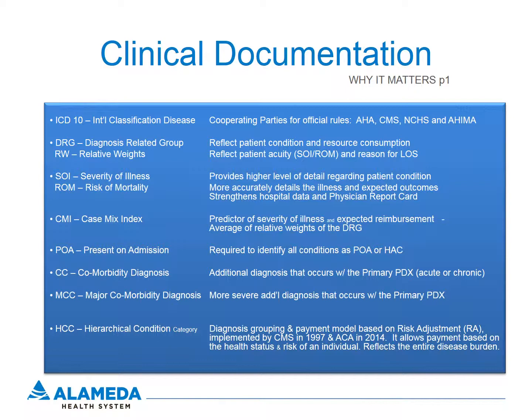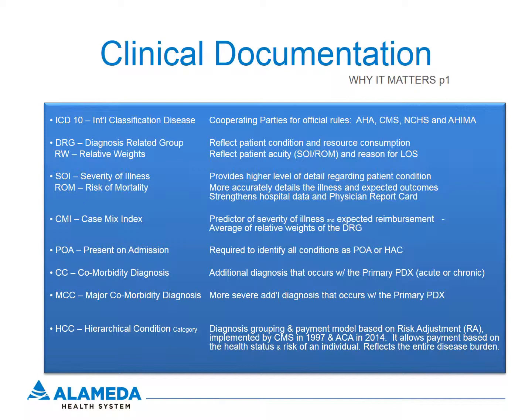A CC is a comorbid diagnosis. So those are all additional diagnoses that present in addition to the primary diagnosis. So if a patient is admitted, let's just say for COPD exacerbation, but they also might have some morbid obesity, the morbid obesity is a CC. So you can have many CCs. It just depends on the patient's health status. A major comorbidity is a more severe additional diagnosis that then accompanies the primary diagnosis and the reason for admission. So you could have a patient that comes in with COPD exacerbation. They might have a comorbidity of morbid obesity, but they also might have a major comorbidity of encephalopathy.